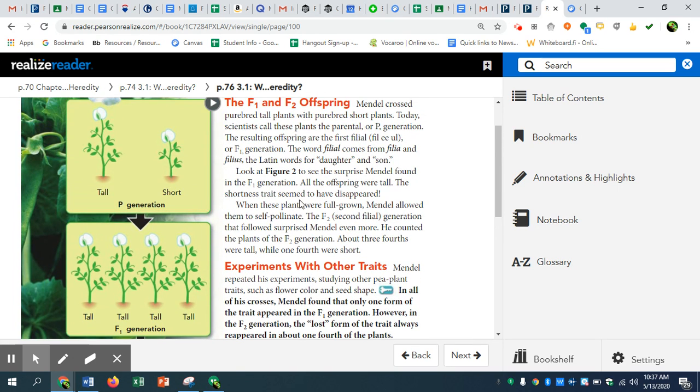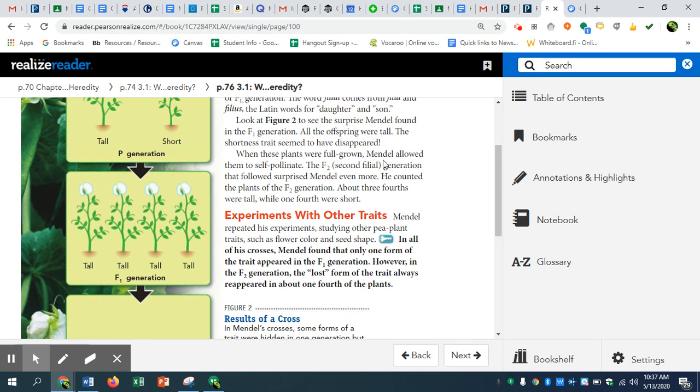He said, when these plants were full grown, Mendel allowed them to self-pollinate. So he didn't do it himself. He allowed them, some plants can pollinate themselves. They're self-fertilizing. The F2 or the second filial generation that followed surprised Mendel even more. He counted the plants of the F2 generation. Now, by the way, more than 4 grew, but we're leaving these numbers simple for this.